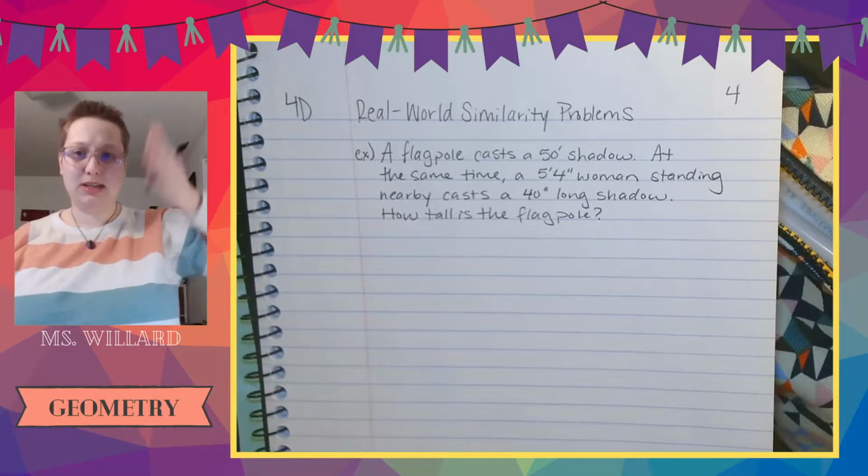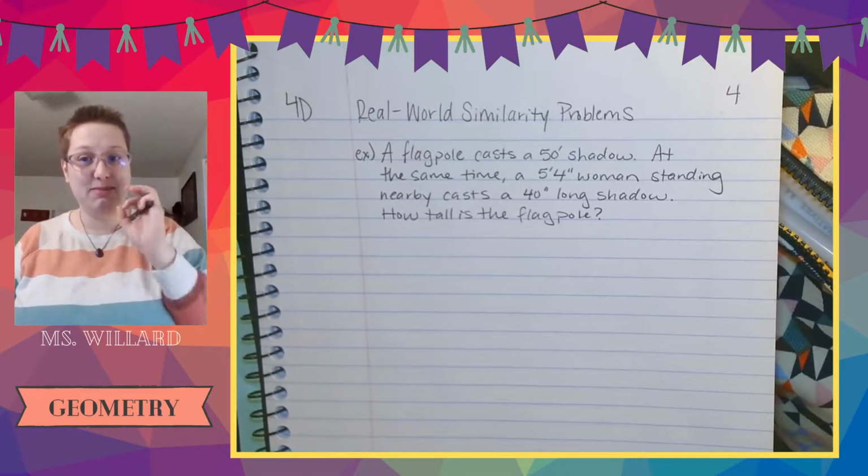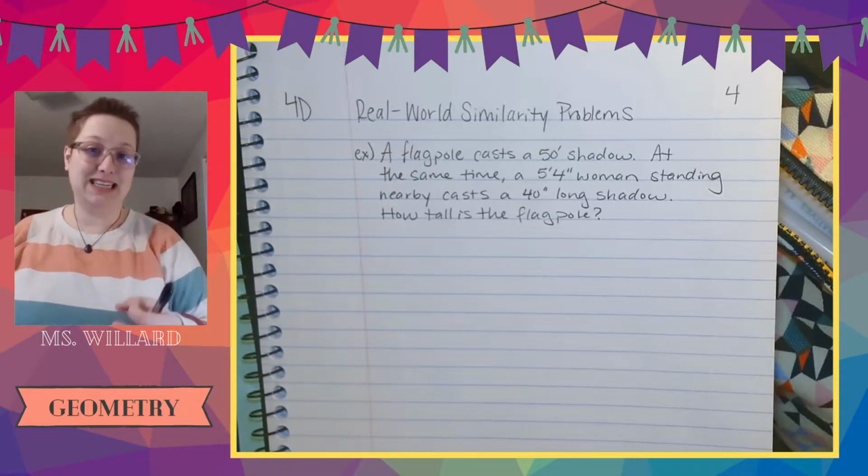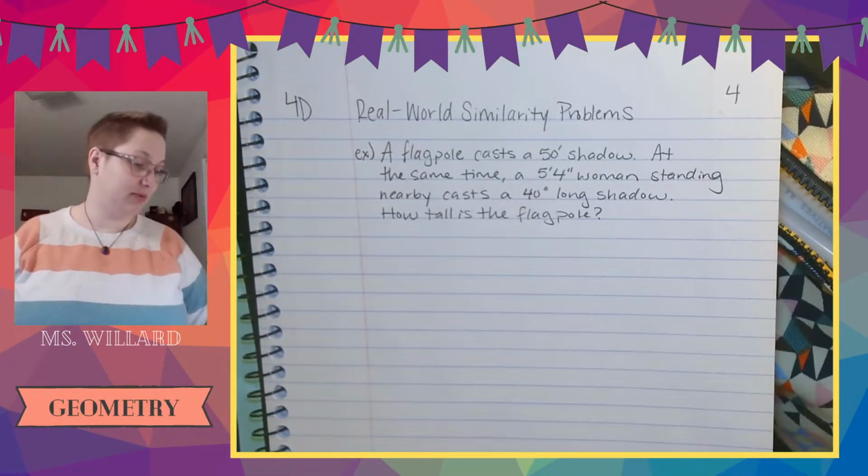A flagpole casts a 50-foot shadow. At the same time, a woman who's 5'4" standing nearby casts a 40-inch long shadow. How tall is the flagpole?